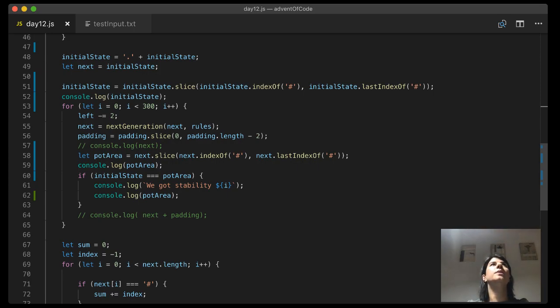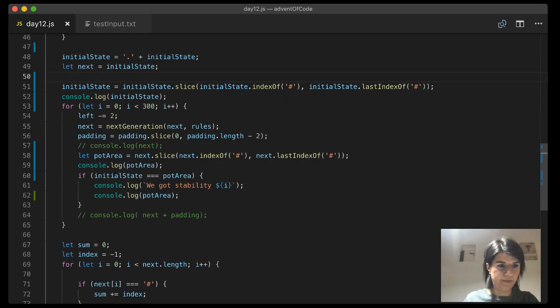And then how do I get the other number? Every one of my pods shifts to the right by the remaining number of generations. So if one pod shifts to the right, I need to count the number of pods, multiply that by the number of missing shifts, and add it to the sum. Okay.